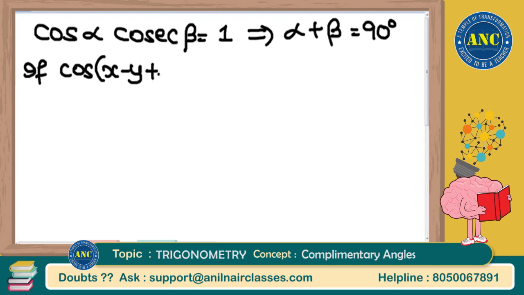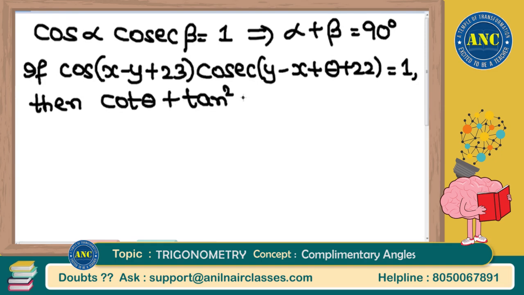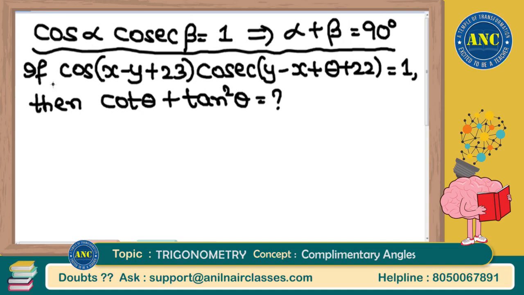If cos of (x minus y plus 23) into cosecant of (y minus x plus theta plus 22 degrees) is equal to 1, then find the value of cot theta plus tan square theta. Definitely, if you don't know this concept, when you see this particular question in the examination, you will feel like leaving this question because you will think that it is a very very difficult question. Now see here, beautiful question, sir. Not at all difficult if you know the concept.